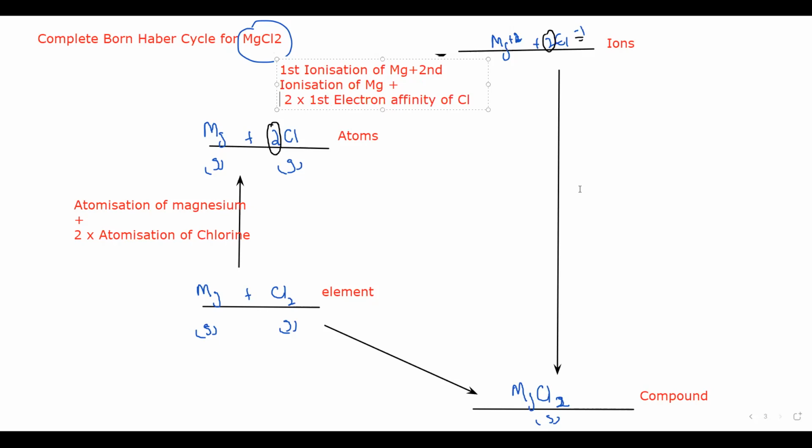And when ions form a compound, we call that lattice energy. So this is the lattice energy. And when the elements form the compound, we call that formation of that compound. So this is the Born-Haber cycle for magnesium chloride. Is this example clear? Does anyone have a doubt or a question related to this magnesium chloride?